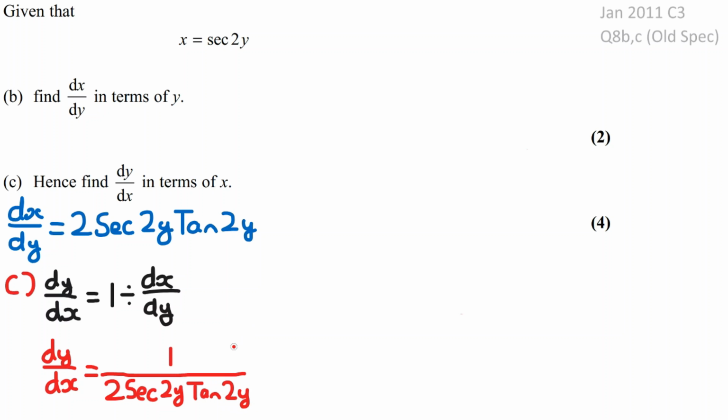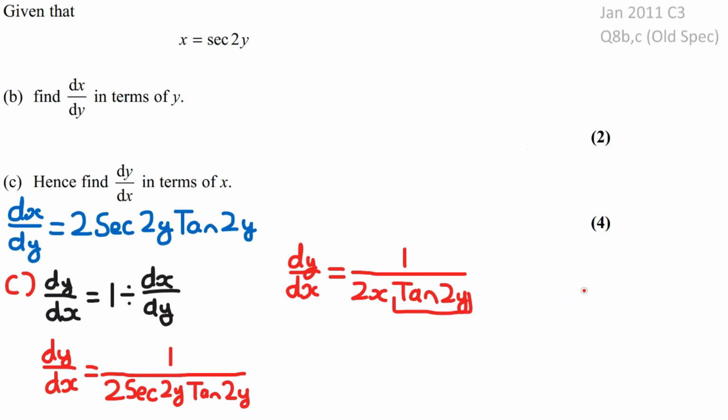So how do we write this in terms of x? Well, we need to use the first equation up here, that x is equal to sec of 2y. And you can see that this sec of 2y, we actually have this in this equation here. So we can substitute out this sec of 2y for x, like this here, where dy over dx is now equal to 1 over 2x tan of 2y. So now we just need to replace this tan of 2y with an x.